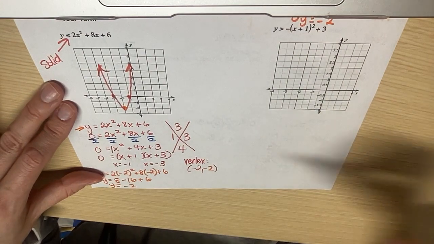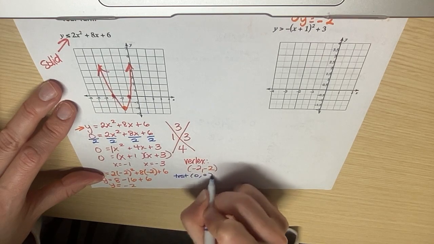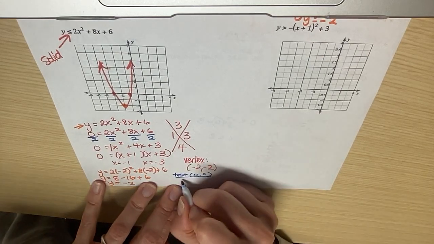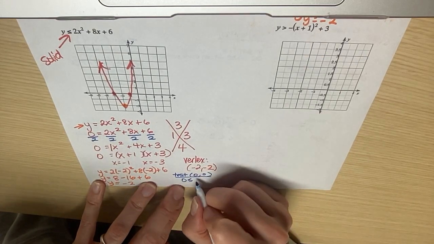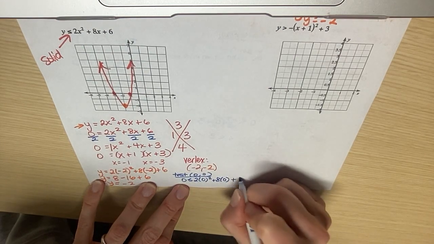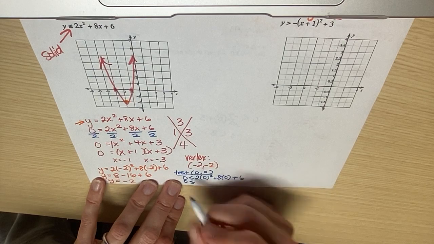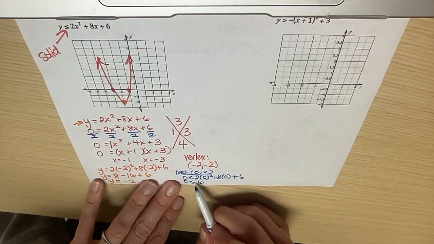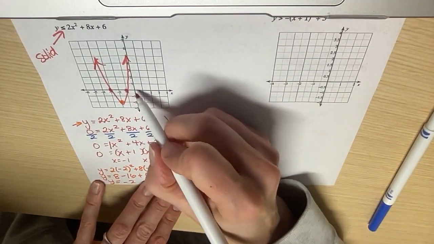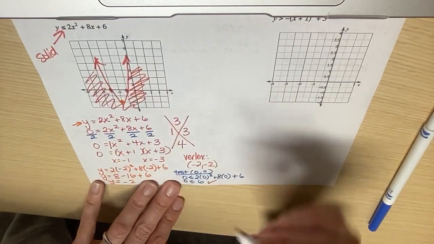And now I'm going to use my test point. I'm going to test 0, 0. So here we go. Test 0, 0. Okay, so 0 less than or equal to 2 times 0 squared plus 8 times 0 plus 6. So these two first terms are now 0. So the last one is 6. Is 0 less than or equal to 6? Yes, this is a true statement. So that means we're shading over 0, 0. So that means we're shading under the parabola.